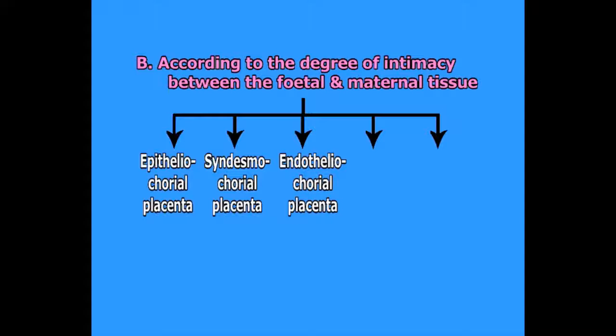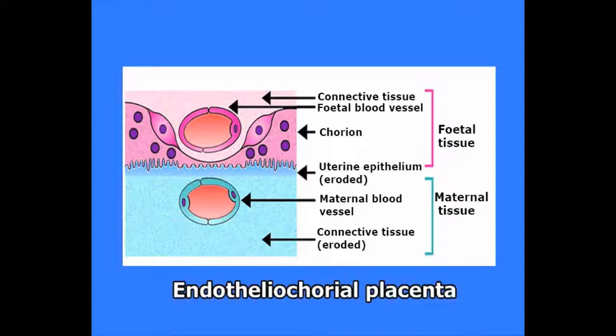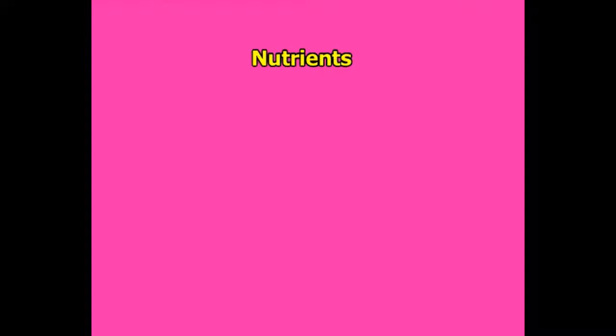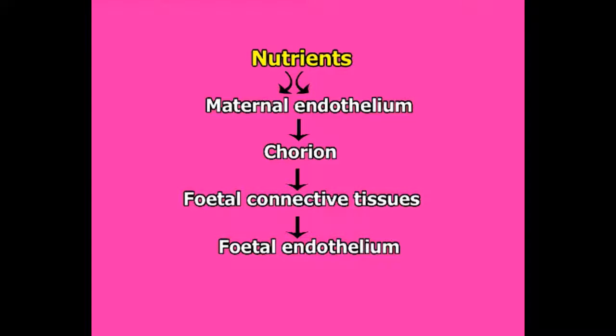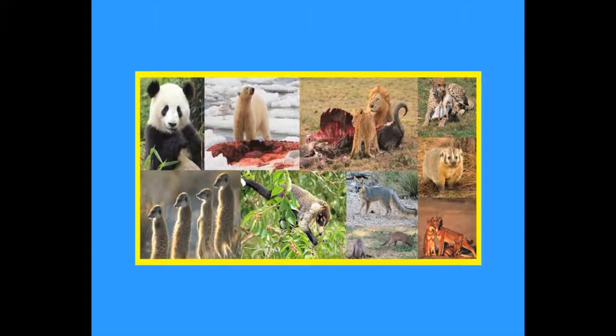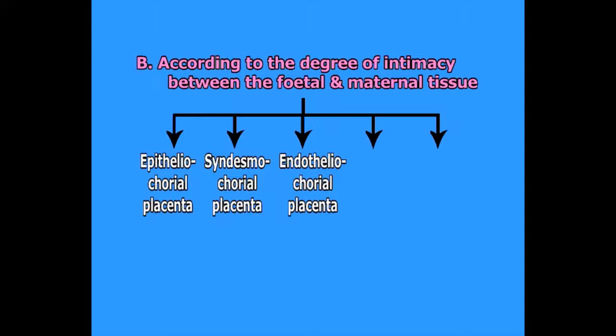Endotheliochorial placenta. In this type, uterine epithelium and maternal connective tissues are eroded. Thus, the nutritive materials pass through the maternal endothelium, chorion, the fetal connective tissues and fetal endothelium. This condition is found in carnivores. Number 4.